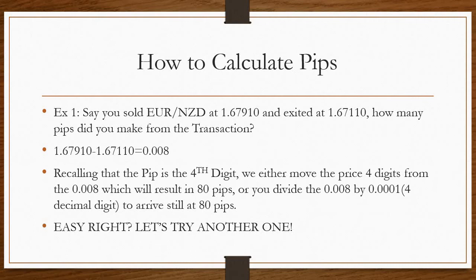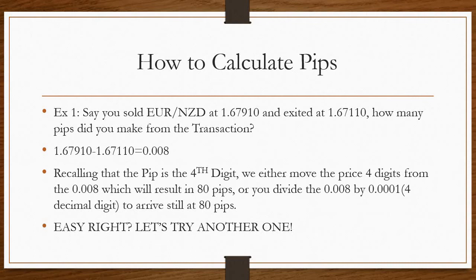So that's 0.008. So recalling that the pip is the 4th digit. Remember how I said the 4th digit? So we move the price 4 digits from the decimal. So 0.008, move it 4 digits from the decimal. So when you move that, you're going to arrive at 80 pips.